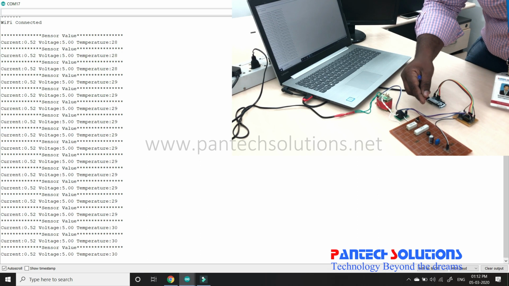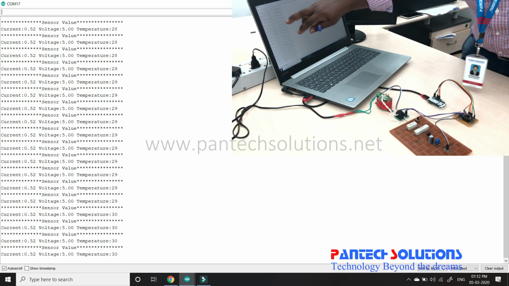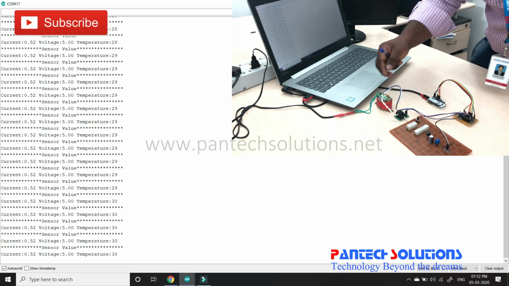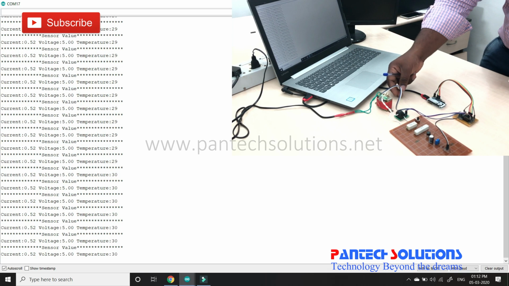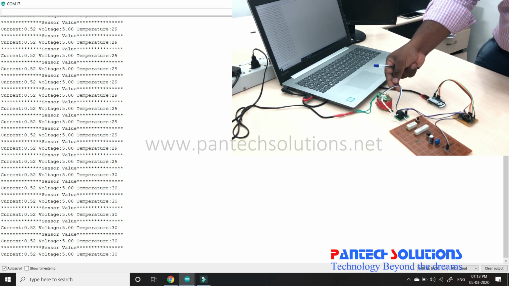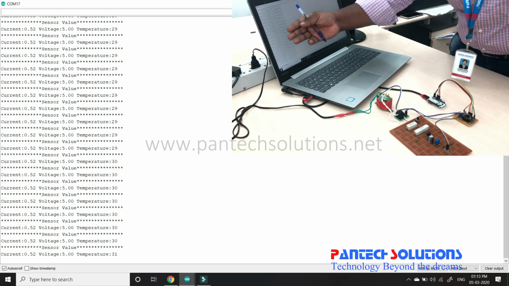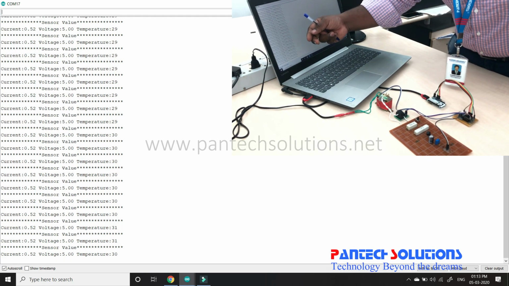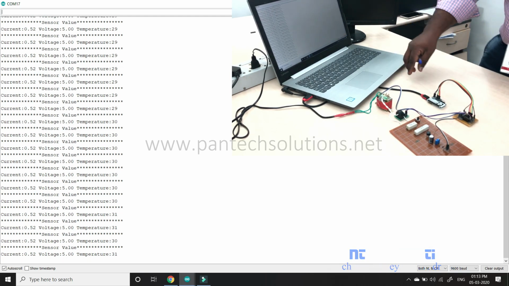For that load resistor, current rating is 0.5 and voltage is 5 because here we connected the transformer, a 230 to 9 volt step down transformer. The step down transformer is converted to 5 volt here. That's why we are printing 5 volt here. The normal temperature is 29 because of the room temperature.